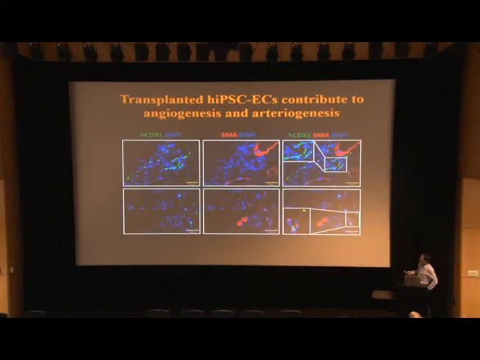Lastly, we also performed immunostaining to determine the fate of the transplanted endothelial cells. As shown here, most human endothelial cells, positive for human CD31, extensively survived in the limb, which indicated angiogenesis was achieved by the transplanted endothelial cells. Also, some of the human endothelial cells were coated by mouse smooth muscle cells, indicating they also participated in artery formation in the ischemic limb.